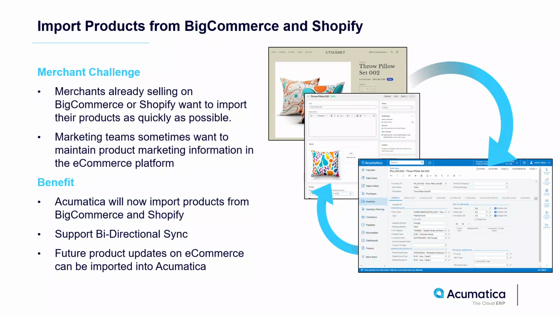So that's what we've done. We've built this new feature that allows you to click that button, and the products that are inside your e-commerce platform today, either BigCommerce or Shopify, will be imported into Acumatica as inventory items. And I'm going to talk you through some of the new features that we've added to make this possible.